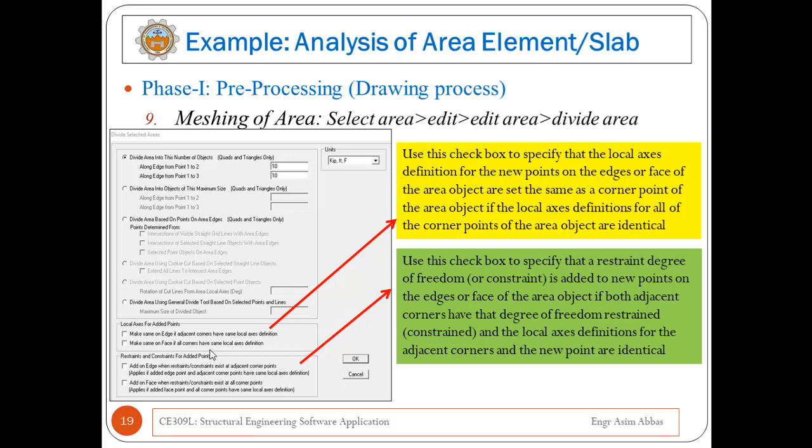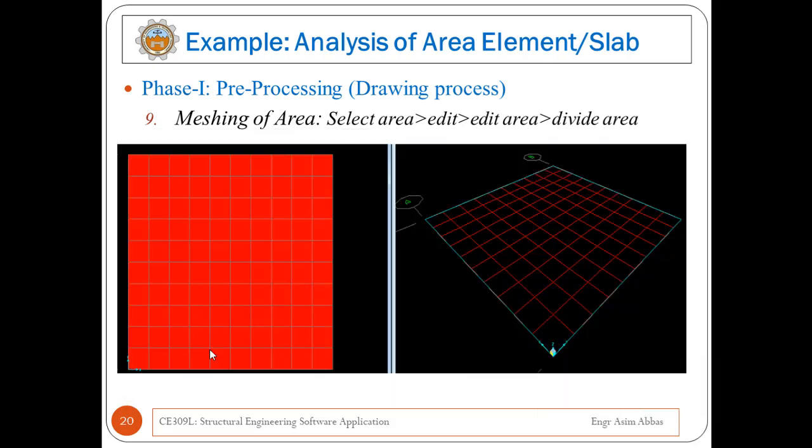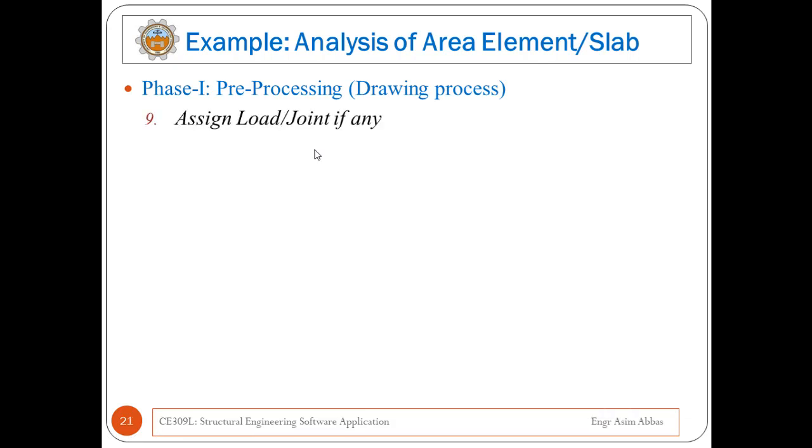In the example, I have divided the area into different points by using option number 1, and I divided the area into 10 points along the x and y directions. Now step 9 is to assign loads or joints, if any.